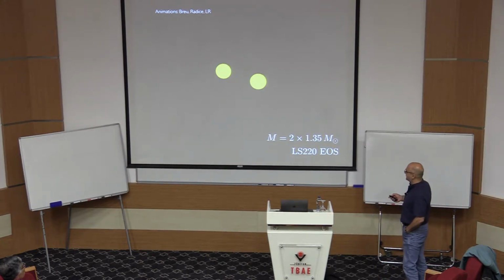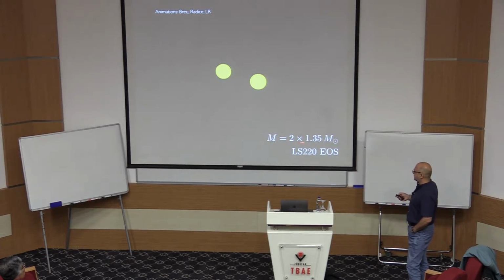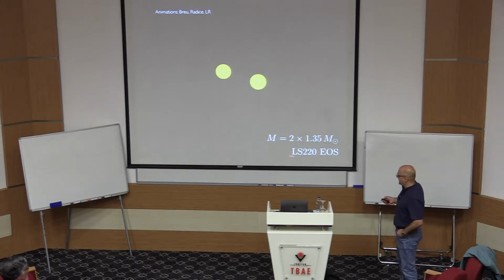So this is a simulation that shows what happens to a binary neutron star system. The mass is twice 1.35 solar masses. This is a realistic equation of state. It's called LS220. It's a hot equation of state. And what I'm showing you is the rest mass density. So the two stars orbit around each other. They are treated as perfect fluid self-gravitating objects. As they get closer to each other, they tidally distort themselves, and then they merge.